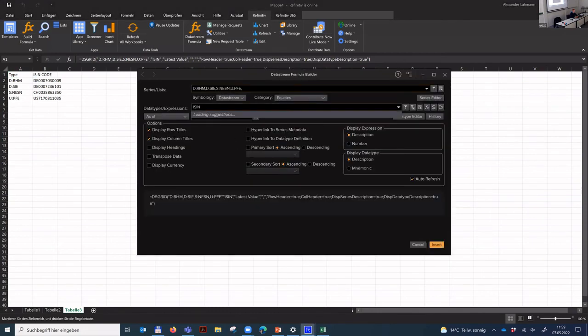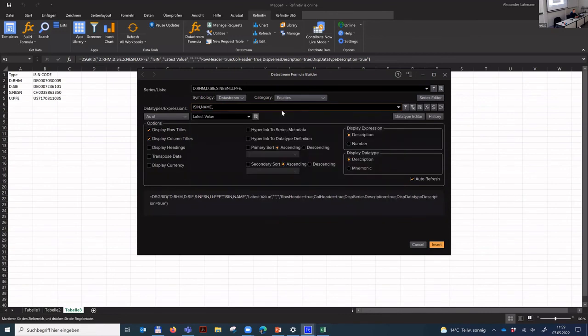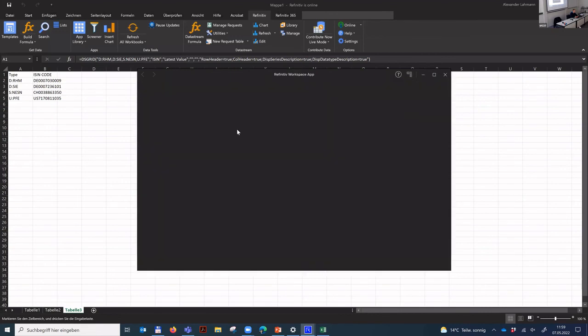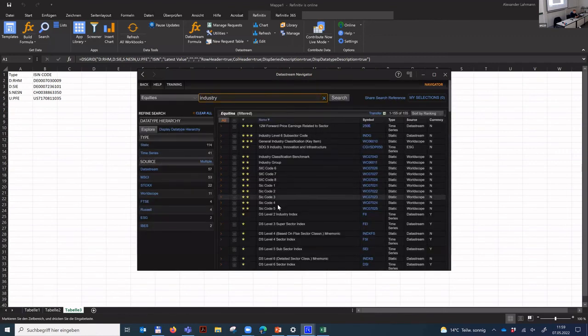Usually what I build for the static information is one sheet where I have the ISIN. Then I take the name of the corporation. What else could I take as static information? All those basic things about currency. Yes, for instance, I could search for SIC code. Who knows what a SIC code is?